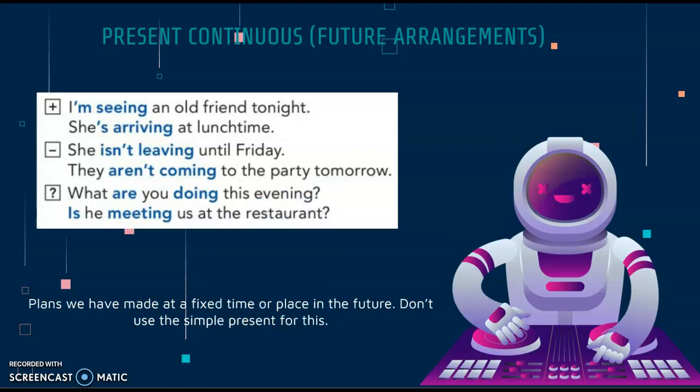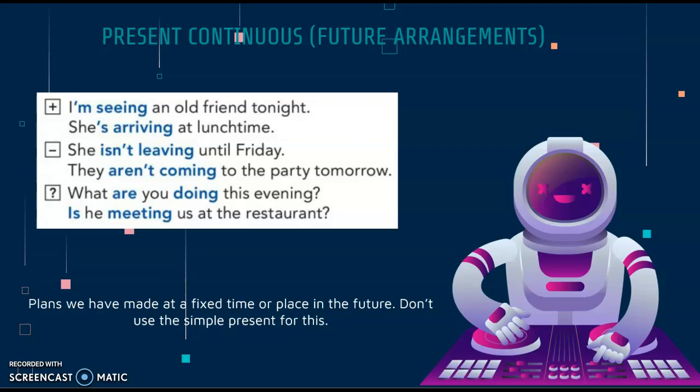In a previous video, we talked about present continuous for future arrangements with a future intention. We've spoken about the present continuous previously with a different intention, with the intention of the present. But in this case, we are going to review the present continuous for future arrangements. Let's see how we form it. In the affirmative, I'm seeing an old friend tonight. She's arriving at lunchtime. We use the verb to be, conjugated according to the subject, plus the verb with ing.